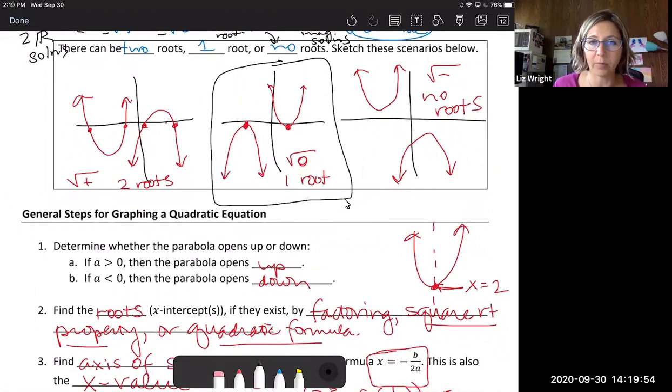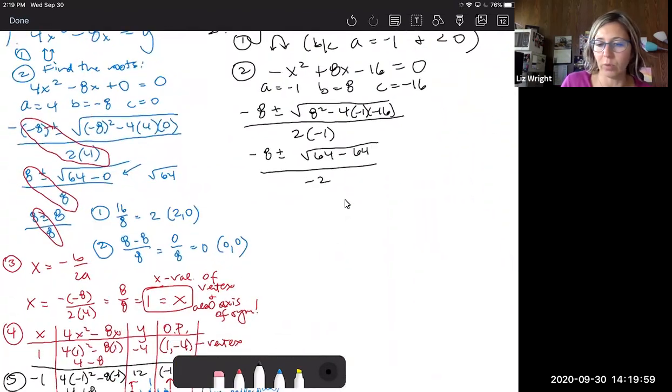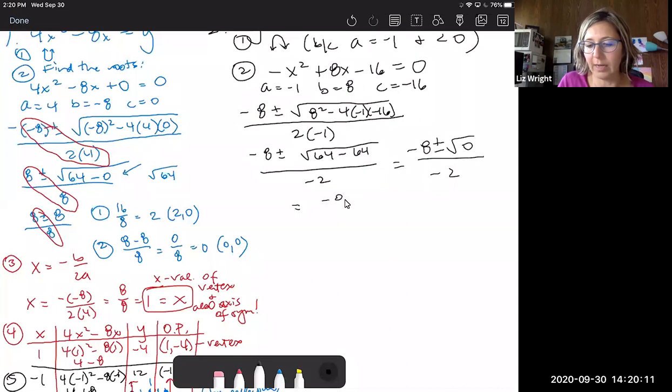And what does that mean about that root? It is also the vertex. Use that to your advantage. So that means here we're going to get negative 8 plus or minus the square root of 0 over negative 2. The square root of 0 is 0, right? So then we're going to get negative 8 plus or minus 0 all over negative 2, which is going to give us negative 8 over negative 2, which is 4. We get one ordered pair, and I need you to write it as an ordered pair. This is our root of 4, 0.